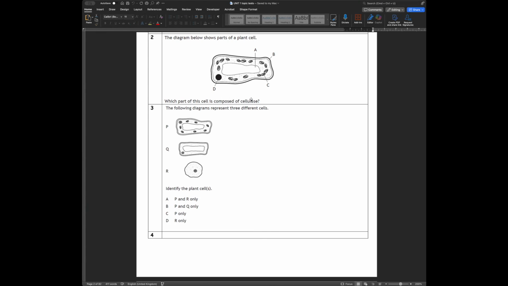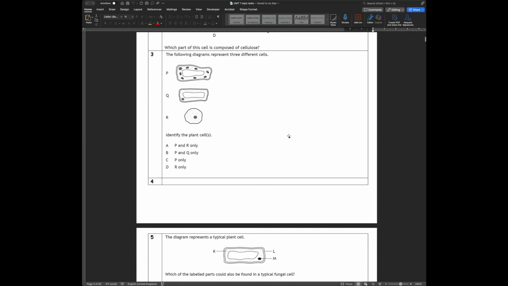Now, if we think back to the presentation, we found that the plant cell wall was made of cellulose. Okay, that's what we learned. The plant cell wall was made of cellulose. So which one of those is pointing to a cell wall? The answer is going to be B there.